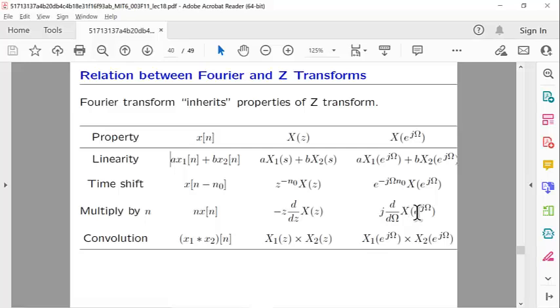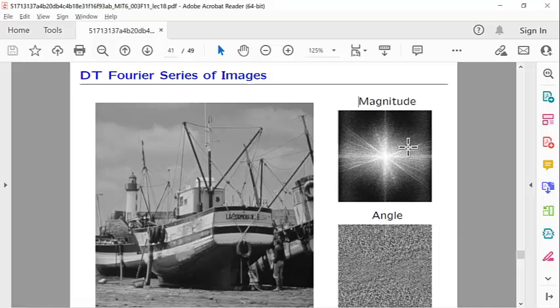But if you use the chain rule on this expression, remember, you take the d/d omega of x of e to the j omega, that's going to give you the derivative of x times the derivative of what's inside, which exactly gives you this. So there's an exact correspondence between thinking about this as a function of Z and thinking about it as a function of a complex exponential.